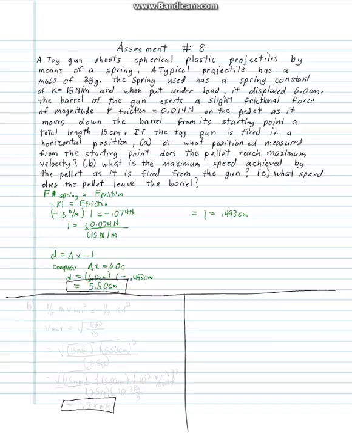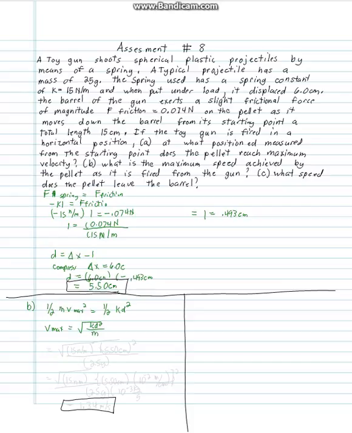Part B is: what is the maximum speed achieved by the pellet as it is fired from the gun? For that, we need to convert that potential energy into kinetic energy. So we would use the formula 1/2 m v max squared is equal to 1/2 k d squared. So we want to rearrange this to make it easier. So v max is going to equal the square root of k d squared over m.